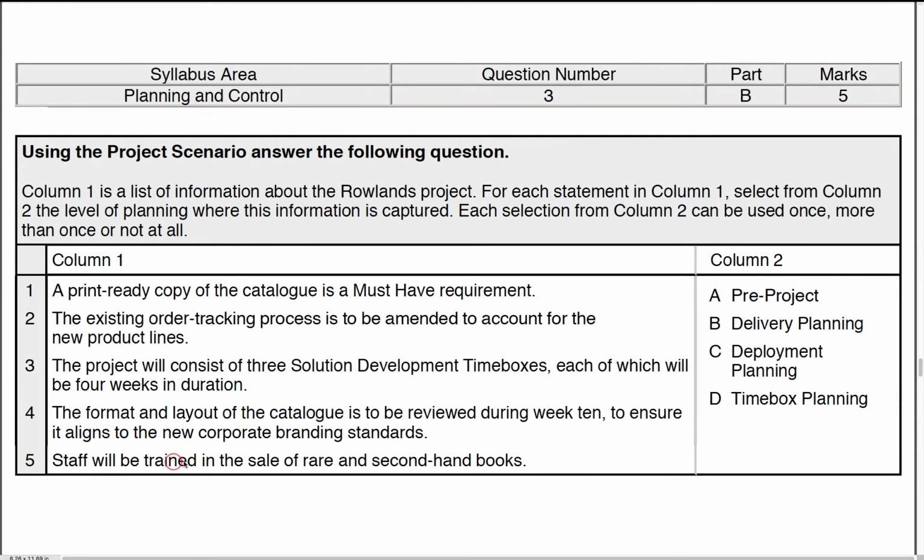Finally, staff will be trained in the sale of rare, good, and second-hand books. So remember, when we look at non-functional things in this particular case, like training, support systems, network operation type things, then we will be doing this once we've got the solution up and signed off, and therefore in the deployment phase. So this is part of deployment planning. So 5 will be C. So the answer is: 1B, 2C, 3B, 4D, and 5C.